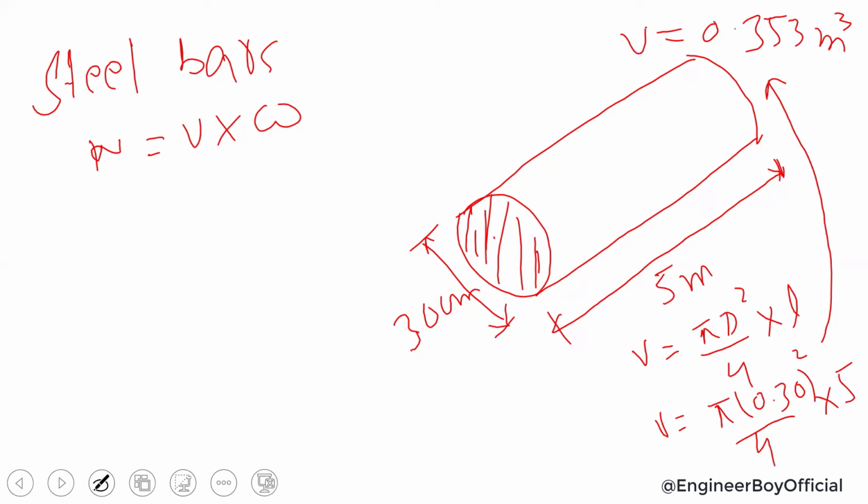Now we can put this volume in the same formula. W equals the volume, which is 0.353, times the unit weight. That's important. You know the unit weight, okay? Now it's also important to know what type of steel this is. Is it cast iron? Is it wrought iron? Which type of steel is this? So the unit weight may change.